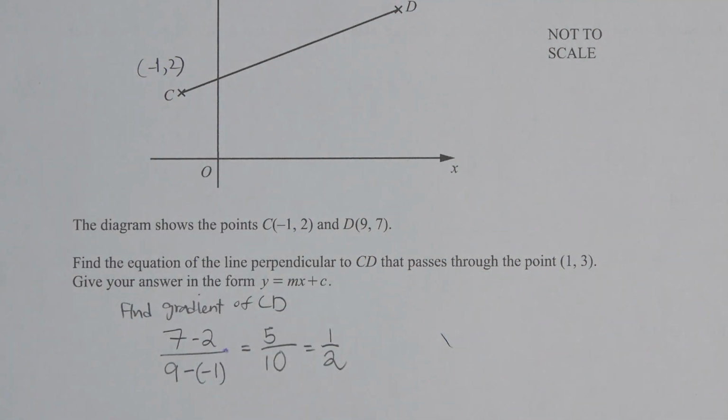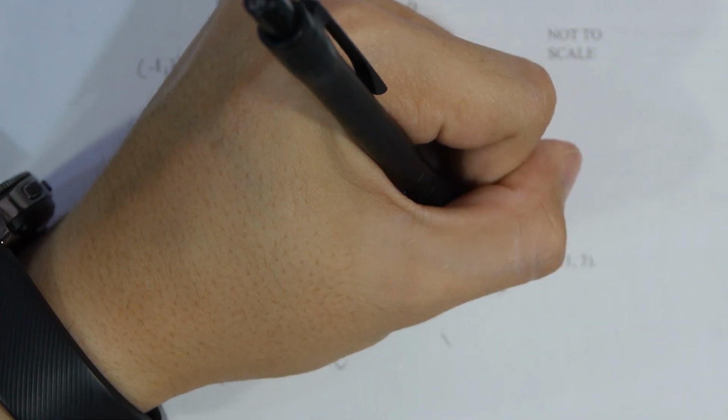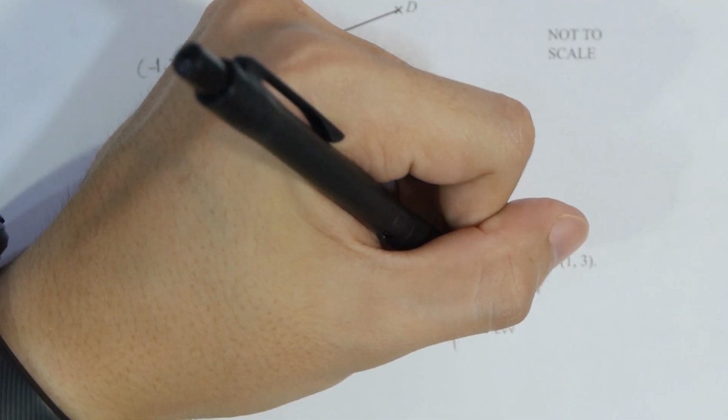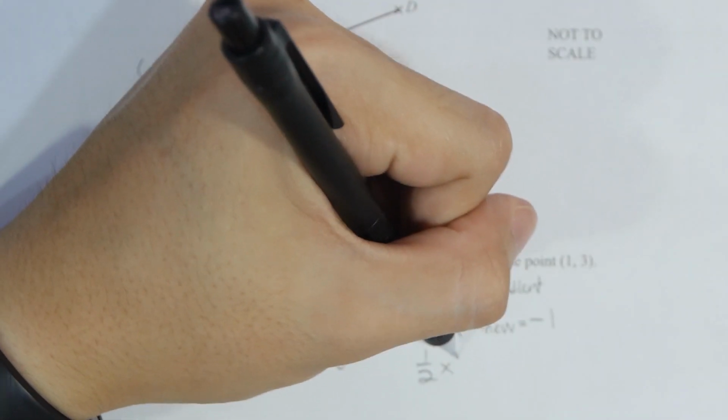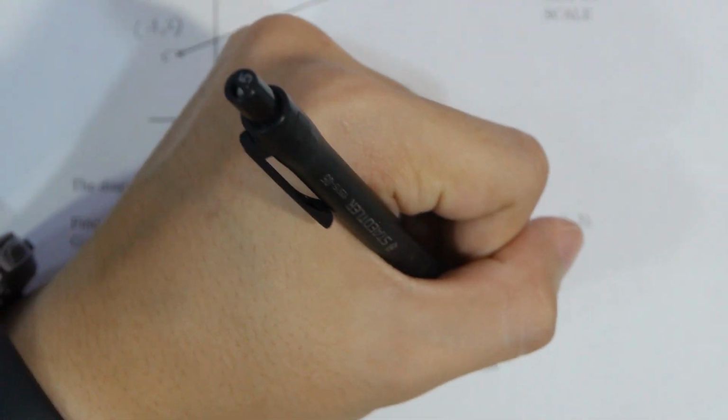Okay, then I get 1 over 2. So things to take note is that gradient of the original line times gradient of the new line, which is our perpendicular line, equals to -1. So by running the calculation, you will get the perpendicular line's gradient m as -2.